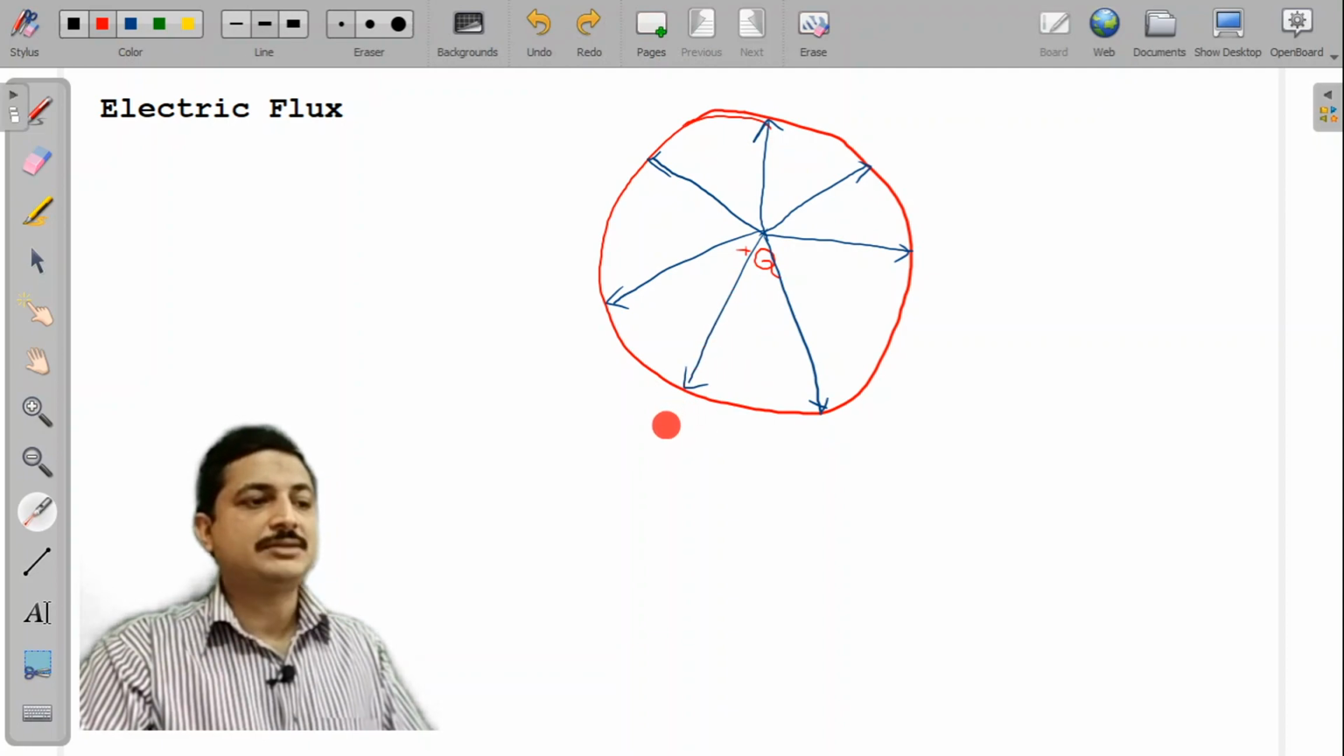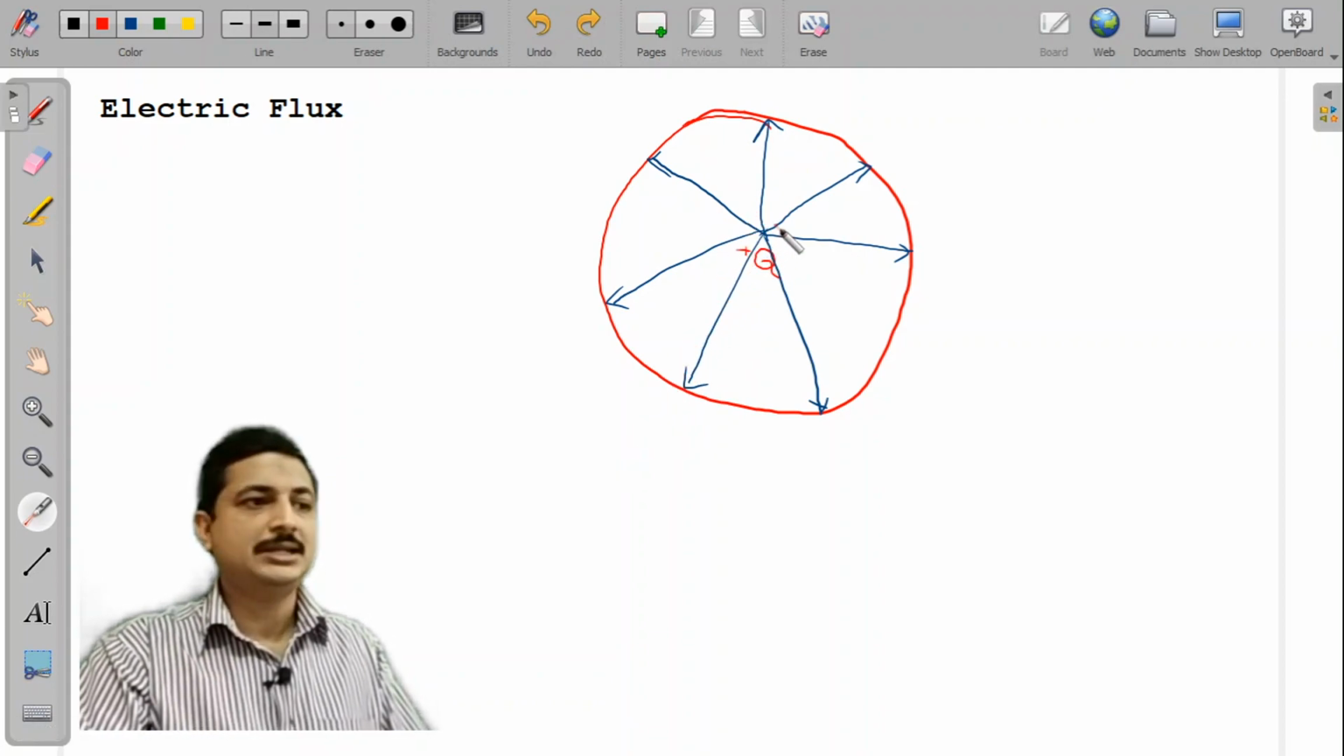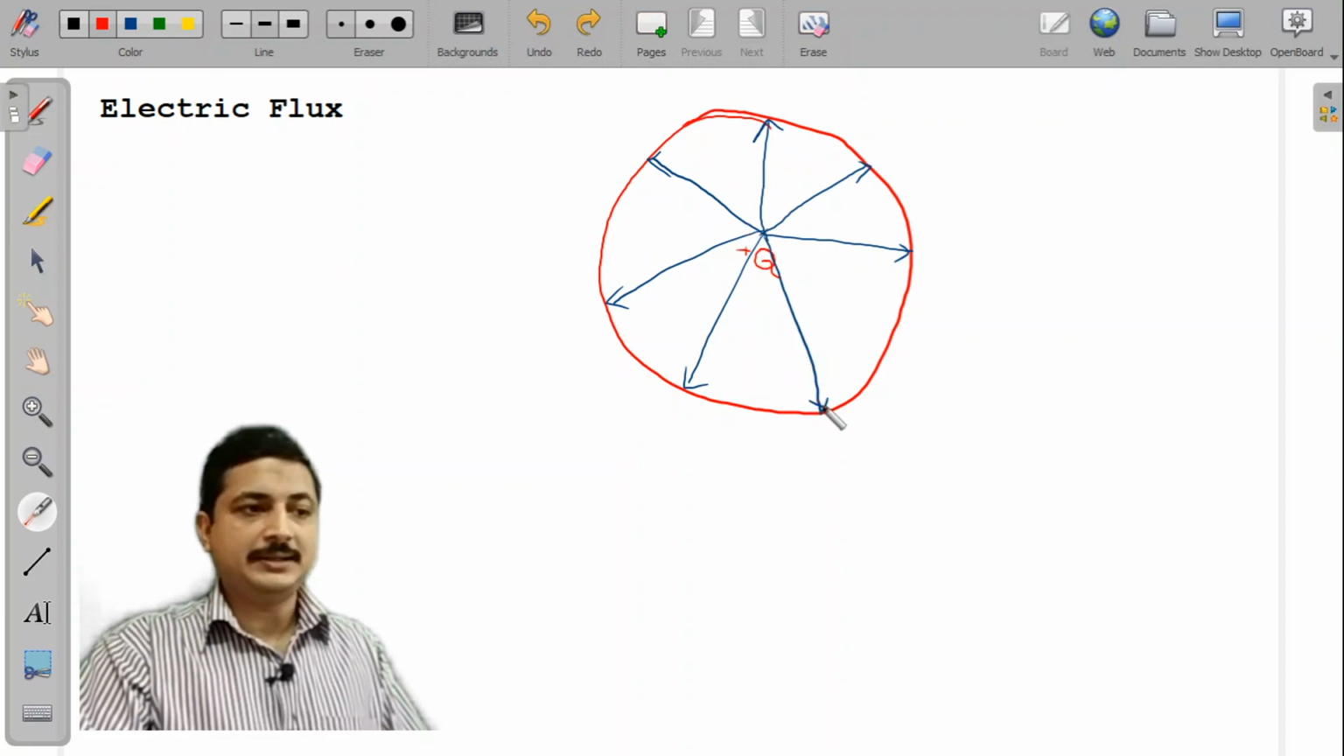So, if I have some charge here, plus Q will exert a force on that particular charge along this line. So, we call it a line of force. So, this is a force line, or we can call it a line of force. This is by considering any direction.